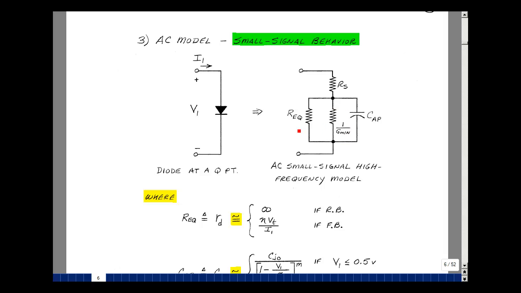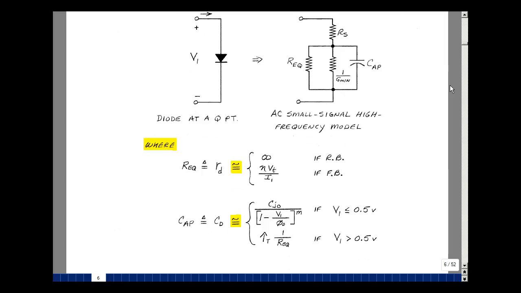Our equivalent is actually what we called R sub D before. It's approximately equal to an open circuit when we're reverse biased, and when we forward bias it is eta V sub T over the current I1 that's coming into the diode. Then the capacitance, C sub AP, or cap, is what we called C sub D previously, and we have a reverse bias and a forward bias equation for that capacitance.